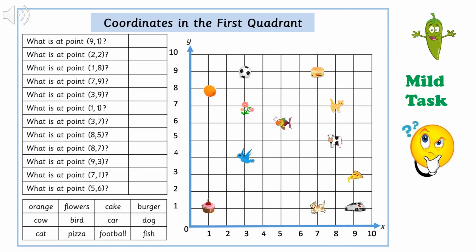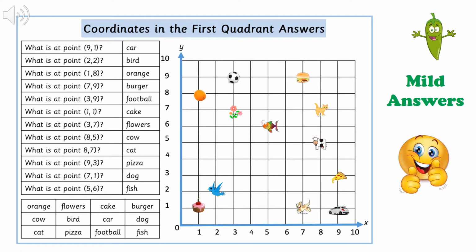Here we have the mild task for today. What you need to do is look at the coordinates and identify what object is at each coordinate and then write that name on the grid. On the screen in front of you are the answers for the mild task. Your extension task is for you to create your own 10 by 10 grid and to label the axes. You need to choose objects that you can plot onto the coordinates and then challenge your friend at school or someone at home to see if they can write the coordinates for the objects that you've put on. Have fun!